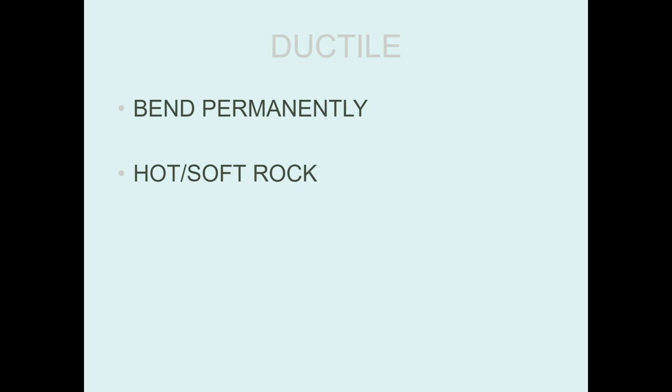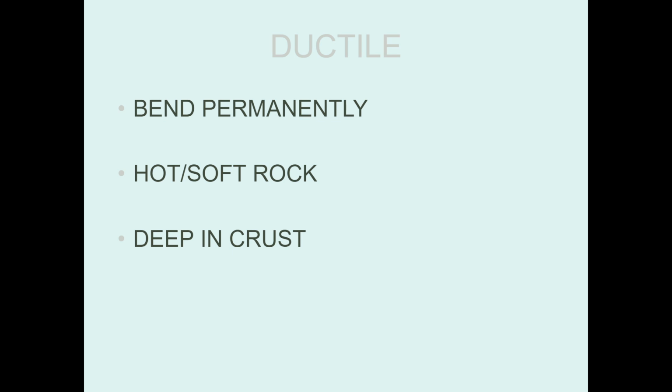Then ductile is where, you can probably guess at this point, you bend it and it bends permanently. We see this happening to rock that is softer and hotter. So rock that is buried deep beneath the surface, several miles down where it's quite warm, will actually bend permanently, kind of like silly putty or something, instead of breaking. So it happens deep in the crust.